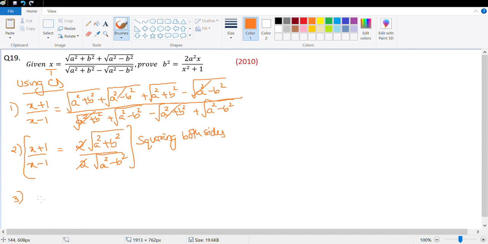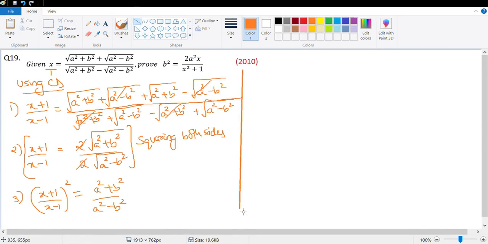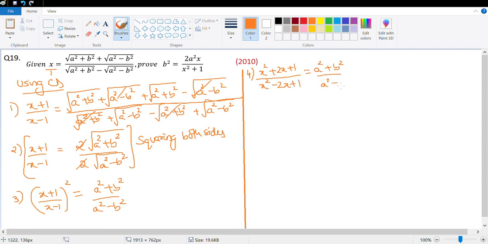Squaring both sides will give me x plus 1 whole square upon x minus 1 whole square, and the right hand side would become a square plus b square upon a square minus b square. Okay, let's see what we can do from here. So that's point number 4. When I square x plus 1, that becomes x square plus 2x plus 1. In the denominator, I have x square minus 2x plus 1, and this is a square plus b square upon a square minus b square. Maybe I should do componendo and dividendo once again so that I am able to cancel out some more terms.